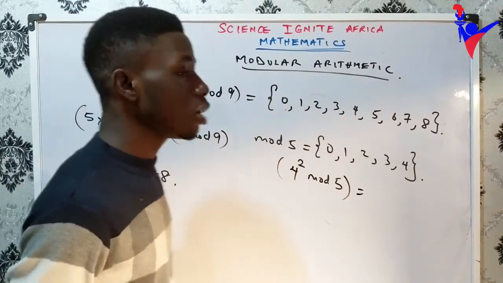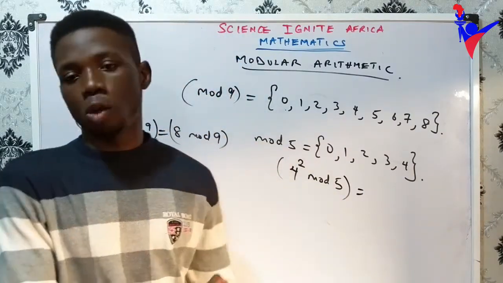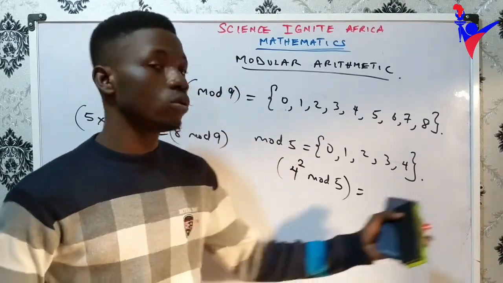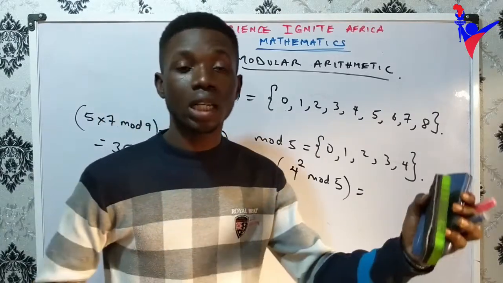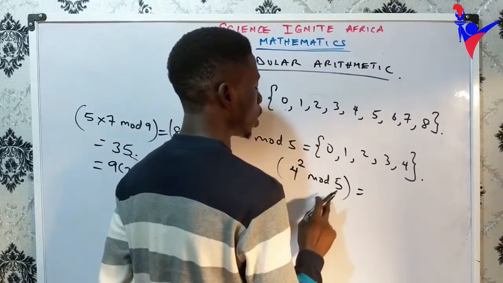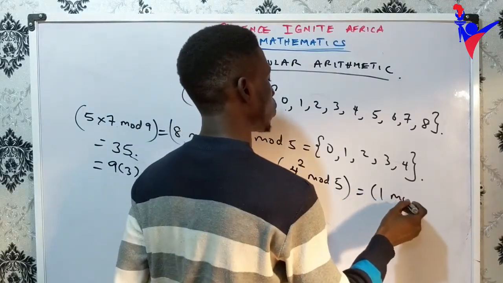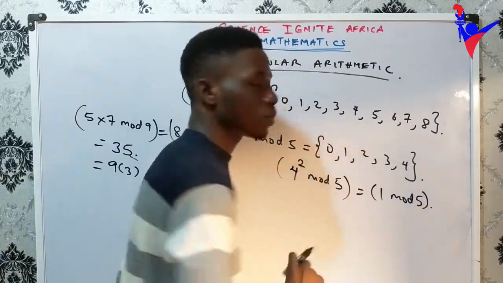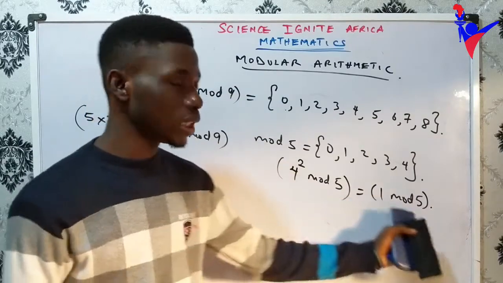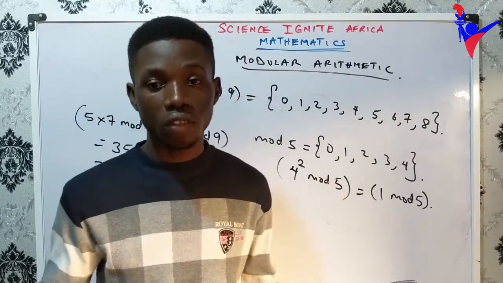That will be 16. But 16 cannot be the answer. 4 raised to power 2 is not 16 in mod 5. So we just have to do 16 divided by 5. That's 3, remainder 1. So 4 raised to power 2 in mod 5 is 1 in mod 5. So that's basically how we perform the operation. So 4 raised to power 2, that is supposed to be 16, is just 1 in mod 5.